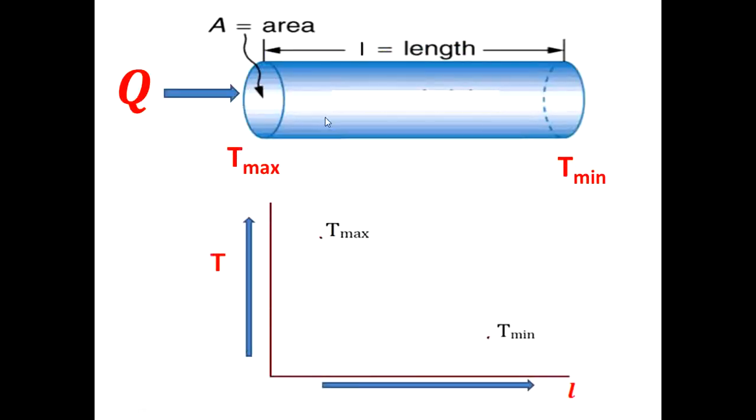Next slide. This is what I would like to explain to you. The metal rod will be like this, with the length given, and the area. Area is equal to pi d square divided by 4, because you want to take the cross-sectional area. Then heat is transferred through this material from the maximum temperature to the minimum temperature.